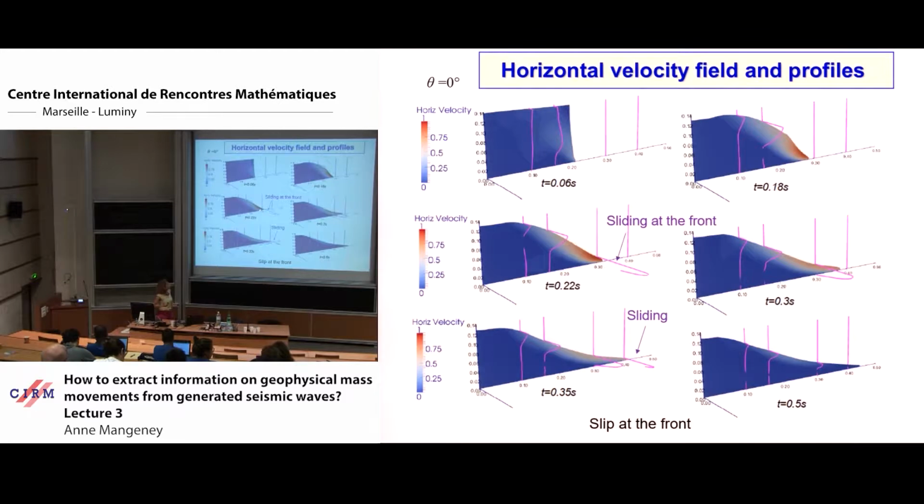And at the front, you have a particular behavior, because at the front you have sliding, really. You don't have zero velocity at the base. You have sliding and increase of velocity also. So you have a complex behavior with velocity profile that changes as a function of time.